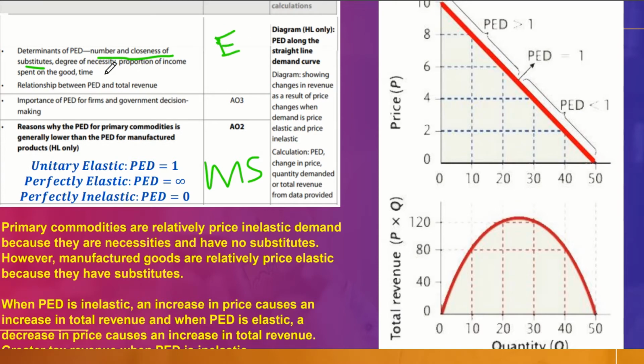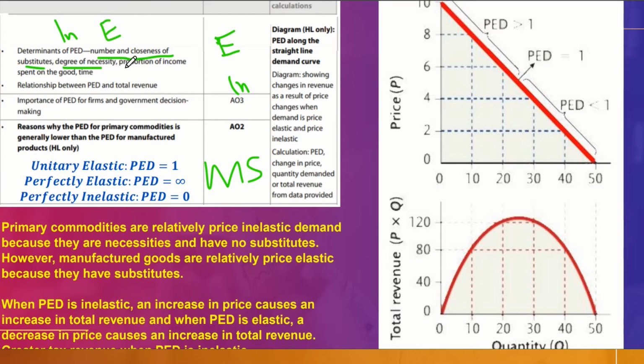And if the number and closeness of substitutes is less, then demand is inelastic. By just applying your logical sense, you can easily work this out. So the degree of necessity: if it is more important, obviously PED is inelastic, because whatever the price changes, the quantity demanded will not change when it is more important. And if it is less important, obviously the price elasticity of demand will be elastic.